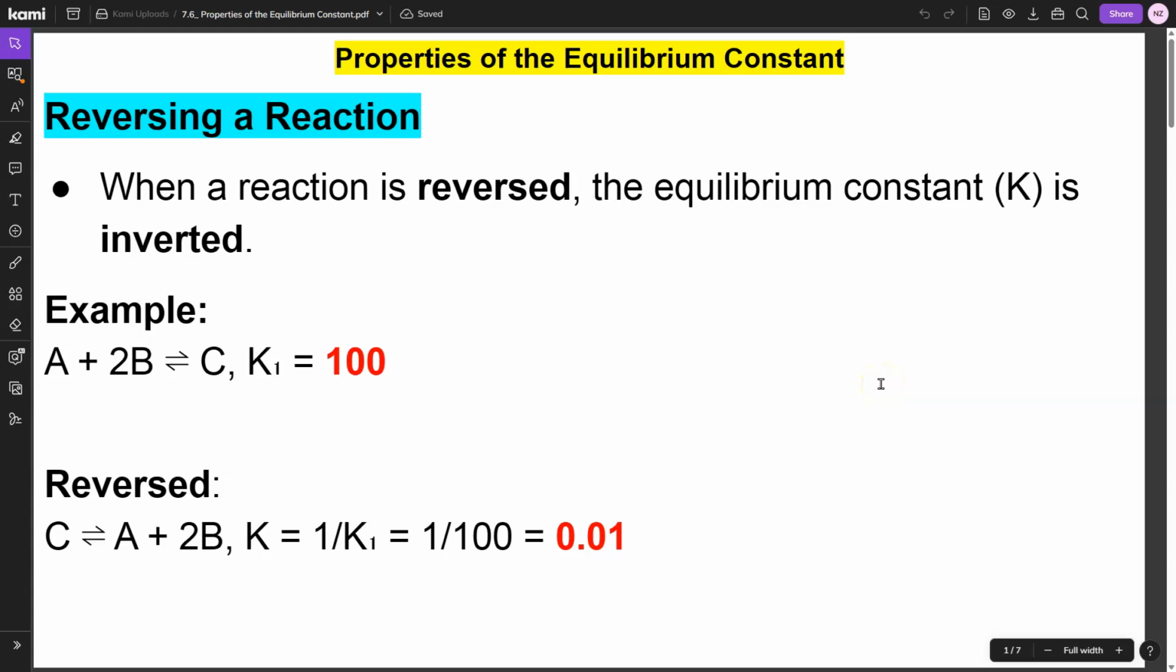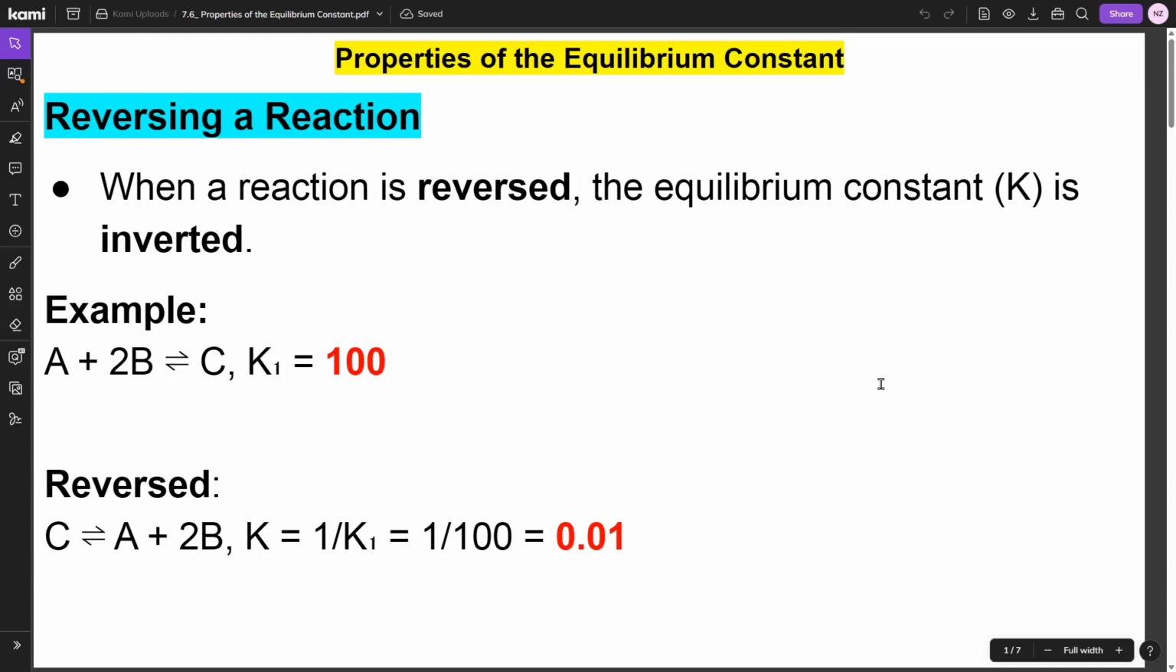In this video, we're going to cover properties of the equilibrium constant. We're going to talk about ways that you need to manipulate your equilibrium constant depending on how you're manipulating your equation or what's going on with a reaction. So let's start by reversing a reaction.